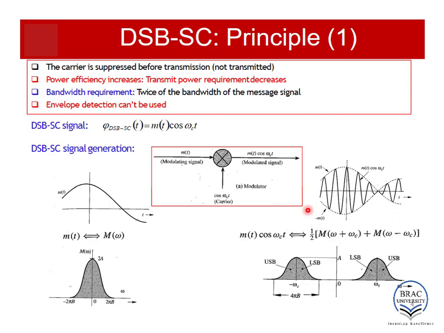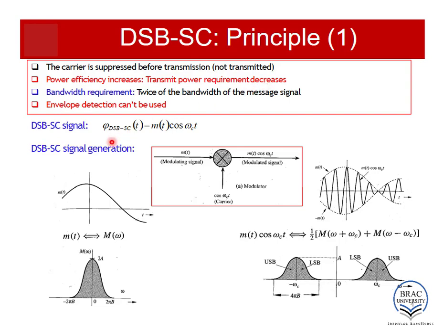Next up, bandwidth requirement. Bandwidth requirement is basically the same as DSB-C. In this case also, the bandwidth requirement is twice that of the message signal. And another thing, unlike DSB-C, in the case of DSB-SC or double sideband suppressed carrier, envelope detection cannot be used. So let's dive into the details.